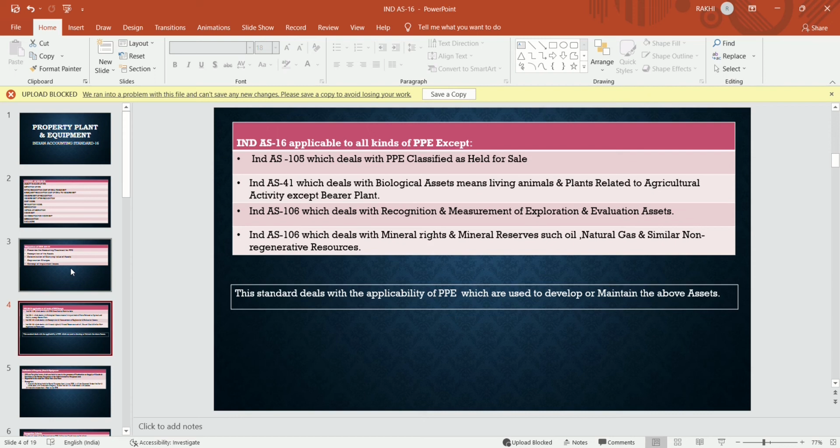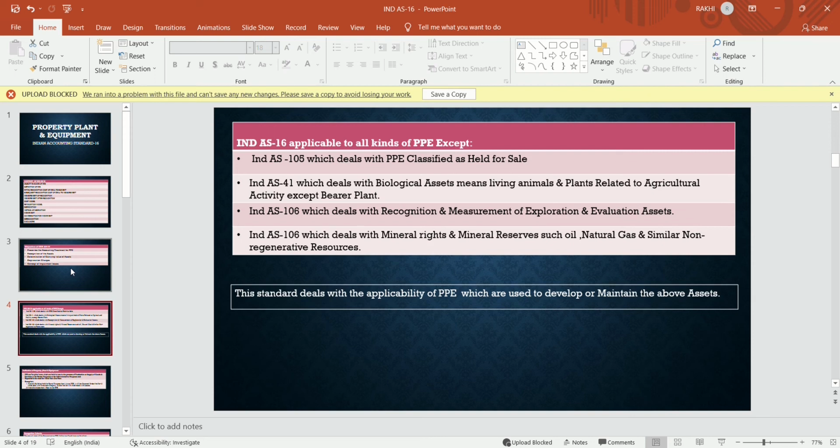But if any animals are used for business purposes, like transportation, carriage of goods from one place to another, animals like camels, bullock carts, if the animal is used for carriage of goods from one place to another, then that animal is to be treated under Ind AS 16. But if any animal is used for plowing the agricultural field, then that animal is to be treated under Ind AS 41.